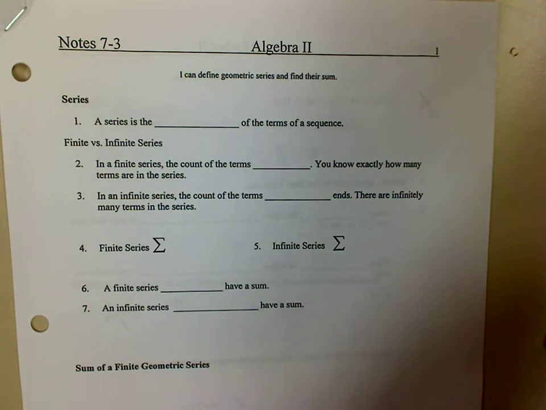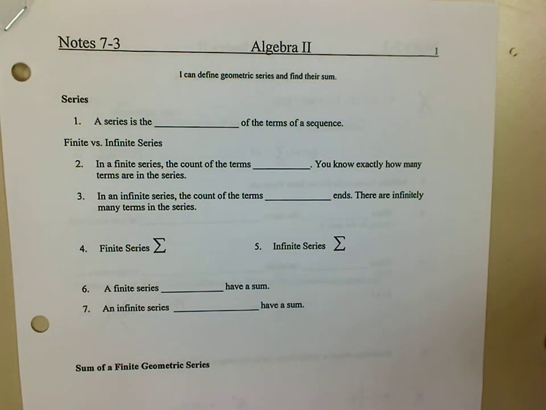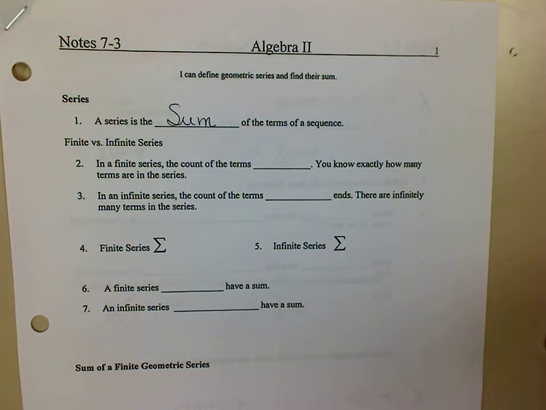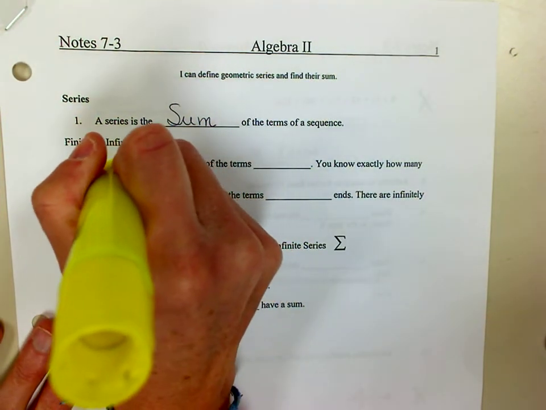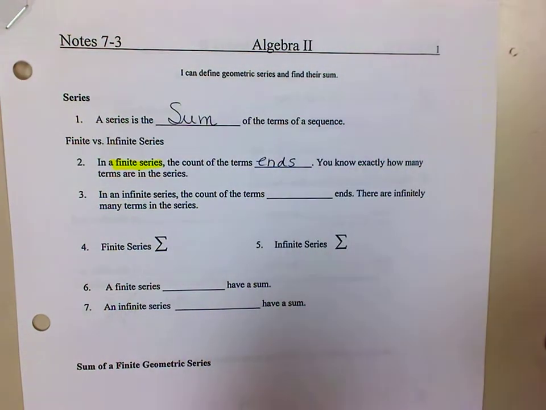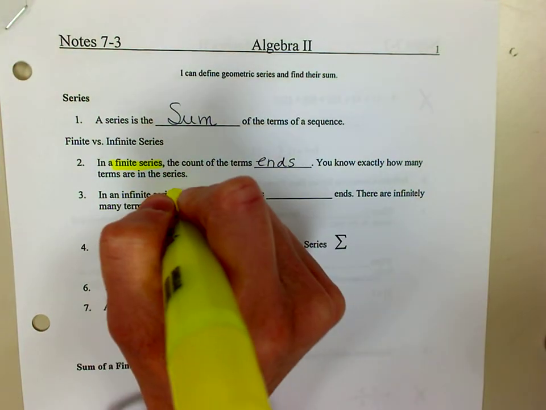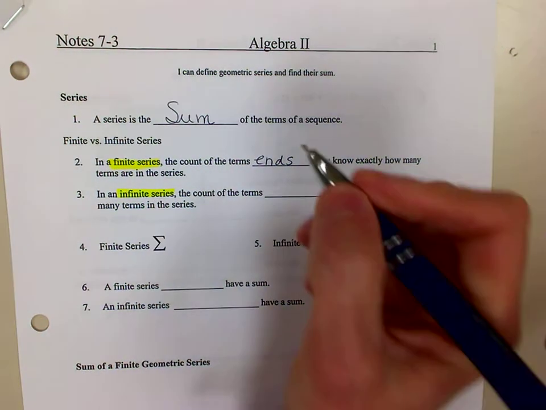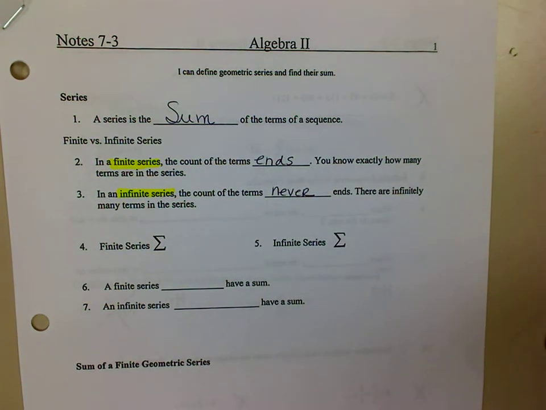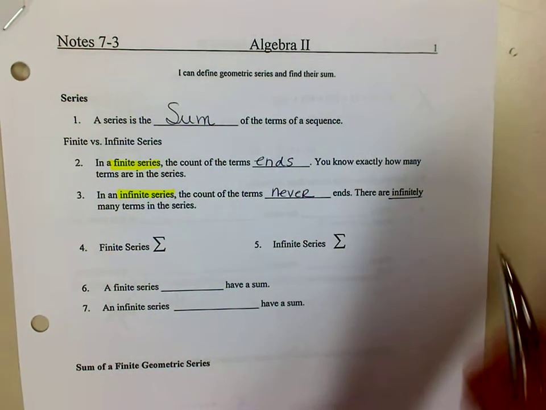Okay, so on lesson 7.3, we are going to finish talking about a series, which again is the sum of the terms of a sequence. On 7.2, we talked more of a finite series, which means that your terms end. Today we're going to talk more about the infinite series, which means that your terms never end, because there are infinitely many terms in the series.